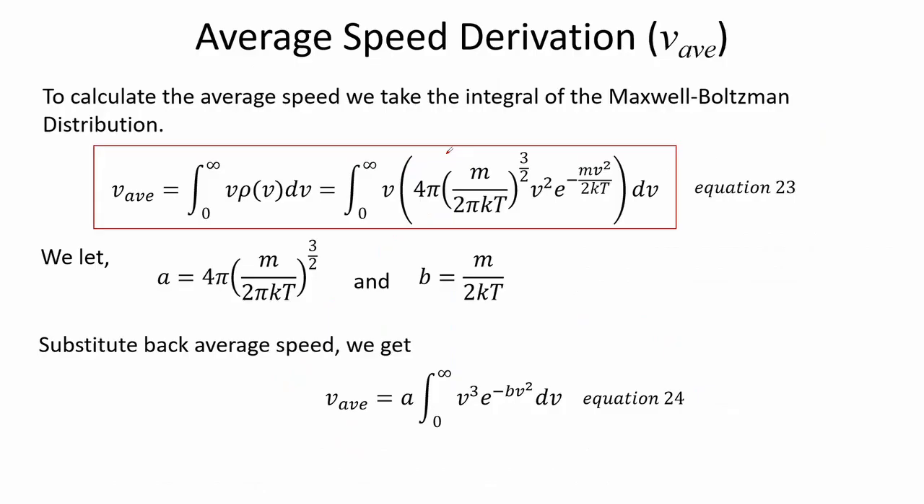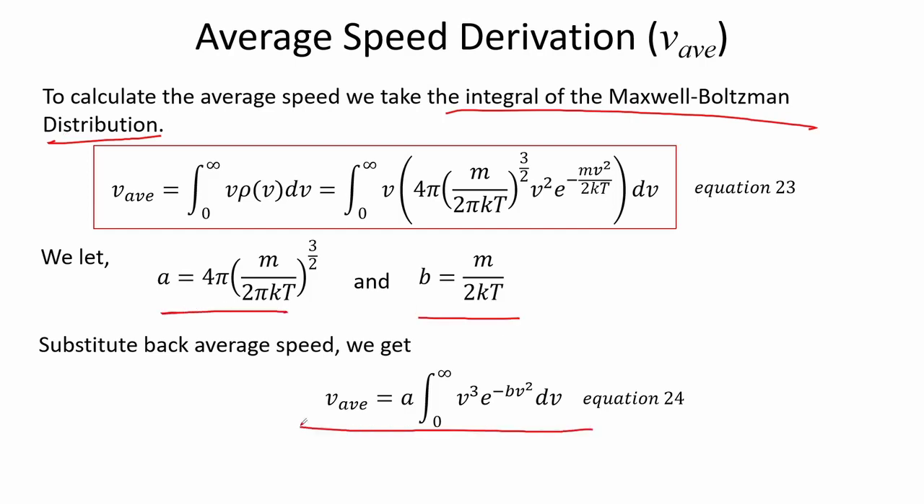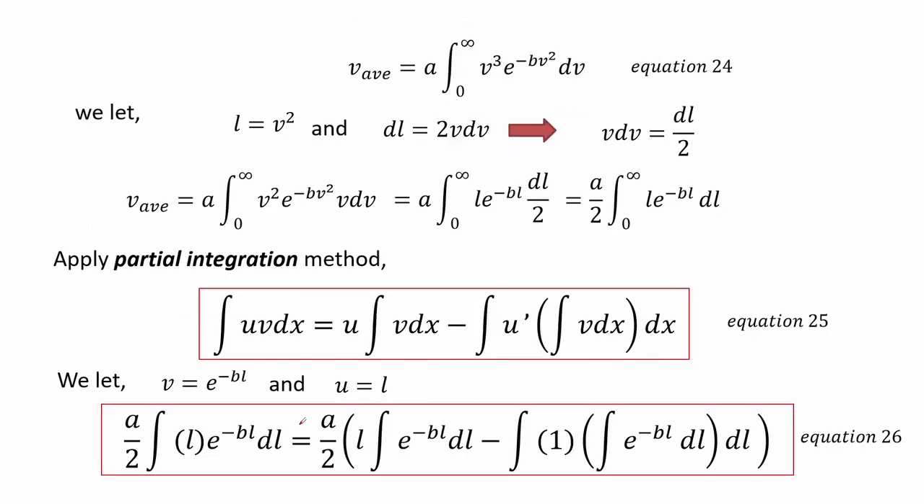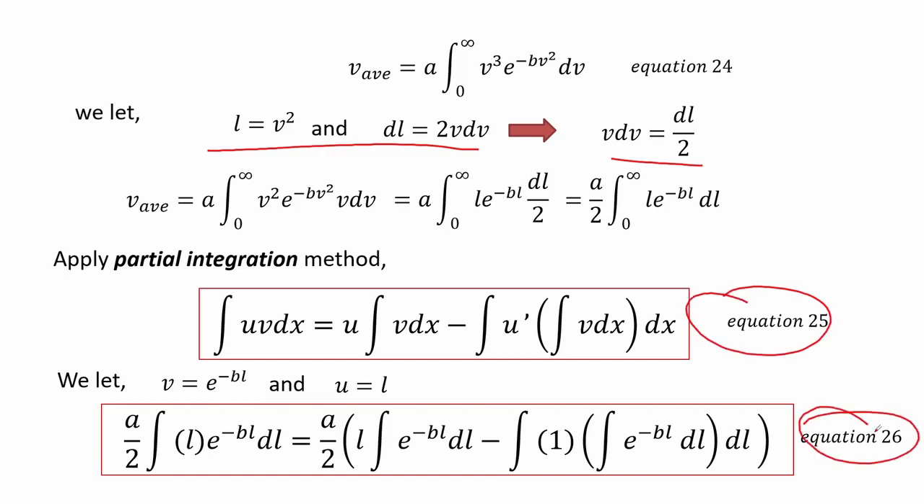Here we derive the average speed of the particles. We calculate this by taking the integral of the Maxwell-Boltzmann distribution shown in equation 23. We first simplify the equation by setting the parameters a and b, which are constants, and get a simpler version shown in equation 24. To integrate this, we again set the L and dl function and use partial integration shown in equation 25. By setting the parameters, we have equation 26, which is the partial form of the equation.